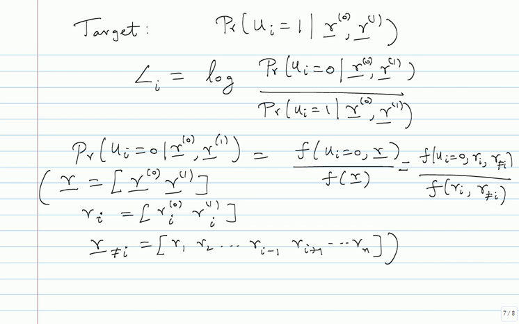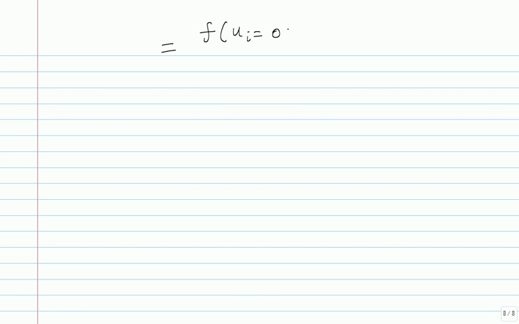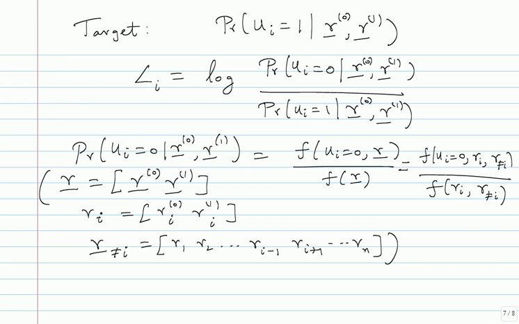I think this conditioning should work. I'm going to say f of u_i equals, did I put 0 or 1? I've been putting 0. So 0, conditioned on what? Let me take r not equal to i, condition on r_i. Will that work? What am I doing? I'm sorry. What happened? Oh, in the next page.